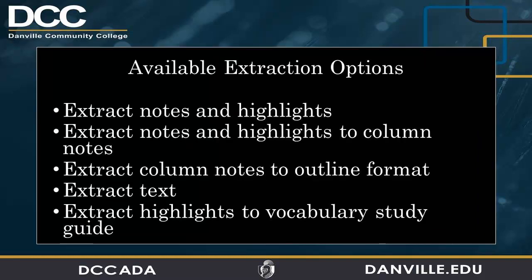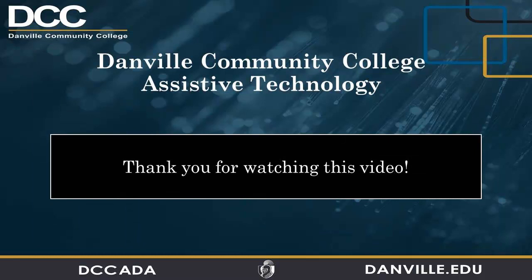In review, we have demonstrated all 5 extraction features available in Kurzweil. These features include the Extract Notes and Highlights feature, the Extract Notes and Highlights to Column Notes feature, the Extract Column Notes to Outline Format feature, the Extract Text feature, and the Extract Highlights to Vocabulary Study Guide feature.